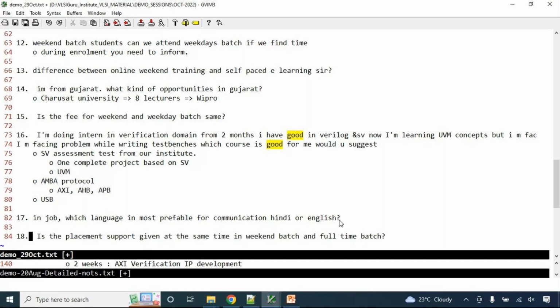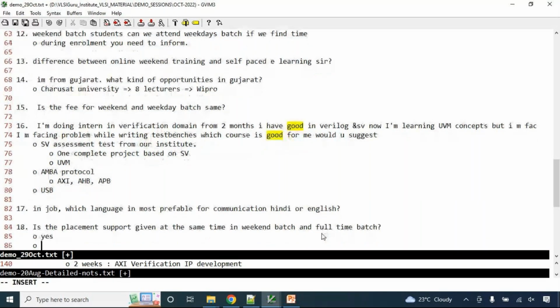Next, is the placement support given at the same time in the weekend batch or full-time batch? Yes. See, for every practical reason, both weekday and weekend batches are the same. There is no differentiation at all. The only thing is to keep it comfortable. Let's say I won't offer any weekend training, then people won't join, right? I have to keep it flexible for the student, but all the support is the same for both batches.